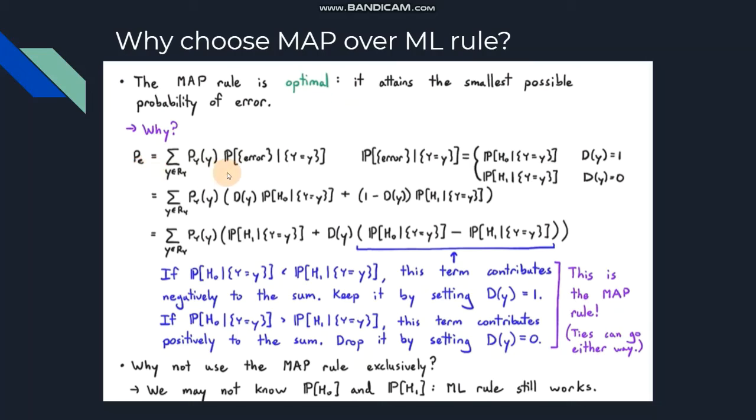Here is one of the expressions of the probability of error. It can be described as: given y takes on a certain value, weight that by P of y and sum up over y. Notice that the probability of error given y equal to y is P of H0 if d of y equals 1, and it equals P of H1 if d of y equals 0. We can say that the error only occurs if the hypothesis that occurred is the opposite of the decision that has been made for the particular y.